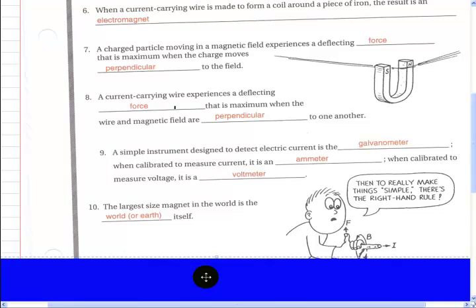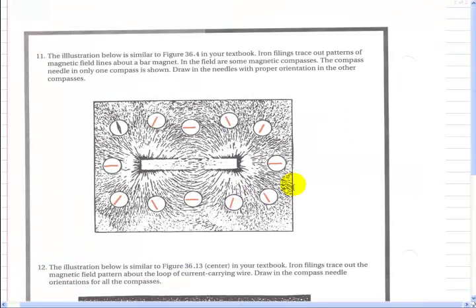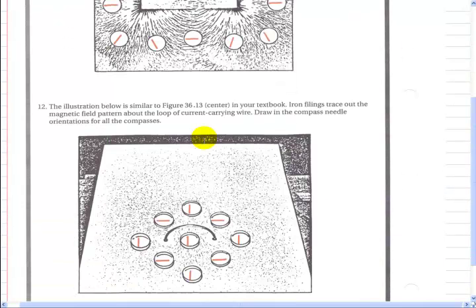Back side of the worksheet is looking at how magnetic fields form in real life using iron filings and compasses. You know what? We're going to do this in lab. So don't worry about it if you had trouble with it. Just matching it up to the picture in your book. We're going to actually do this in lab.